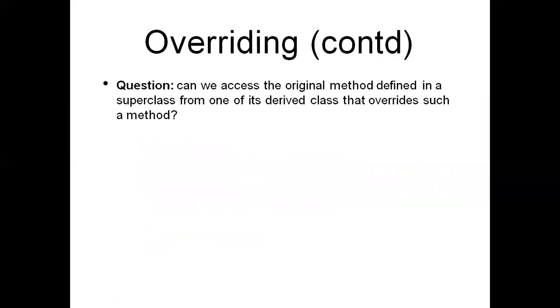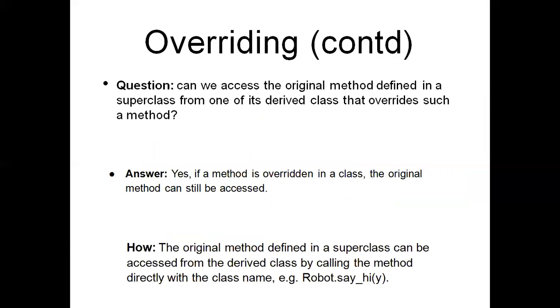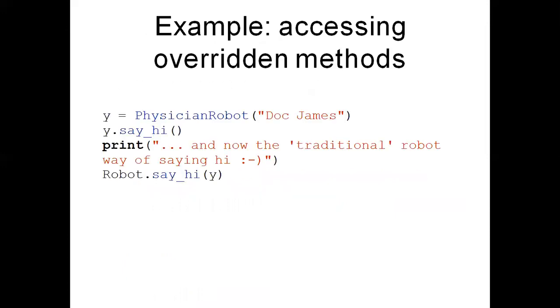Now the question arises: can we access the original method defined in a superclass from one of its derived classes that overrides such a method? Yes, we can. If a method is overridden in a class, the original method can still be accessed. How is this possible? For that, we need to apply our brain here. The original method defined in the superclass can be accessed from the derived class by calling the method by its name, like Robot.say_hi(y).